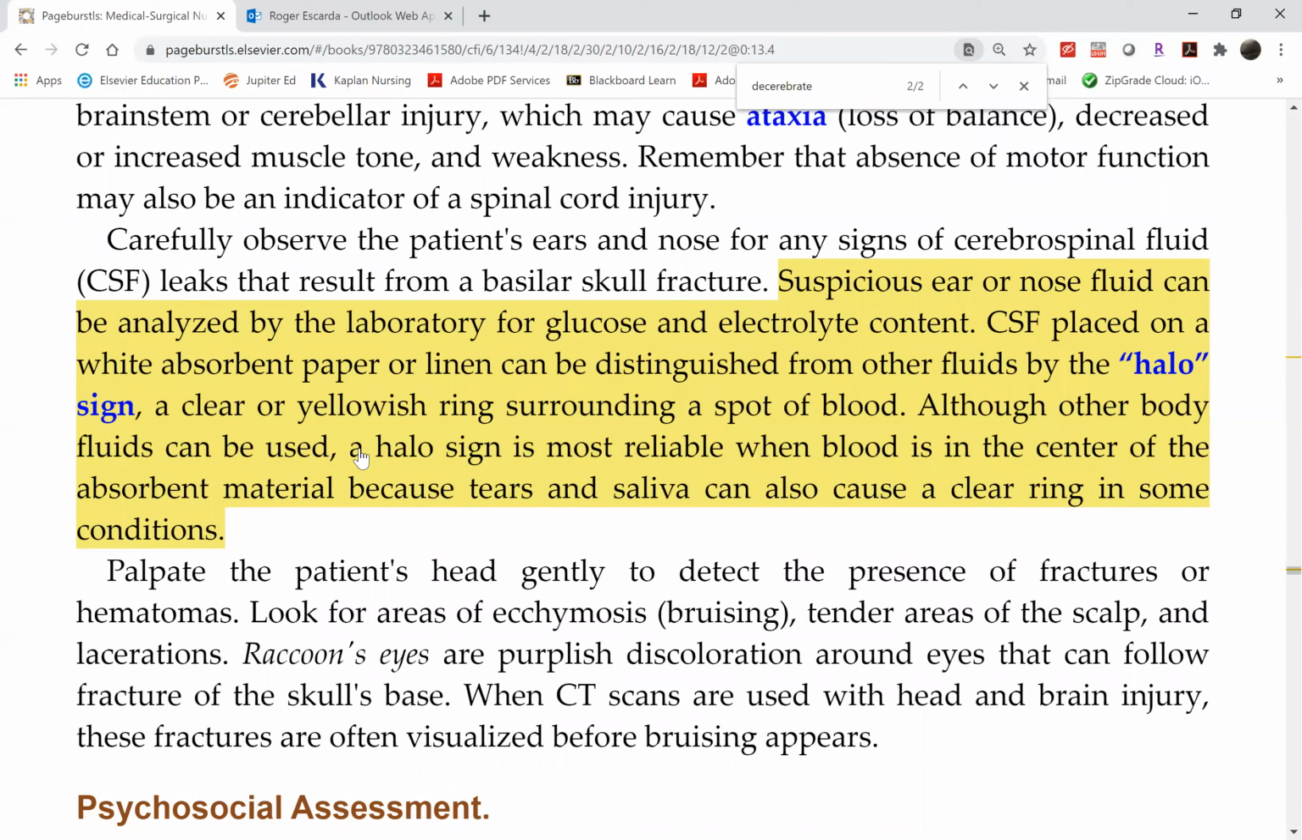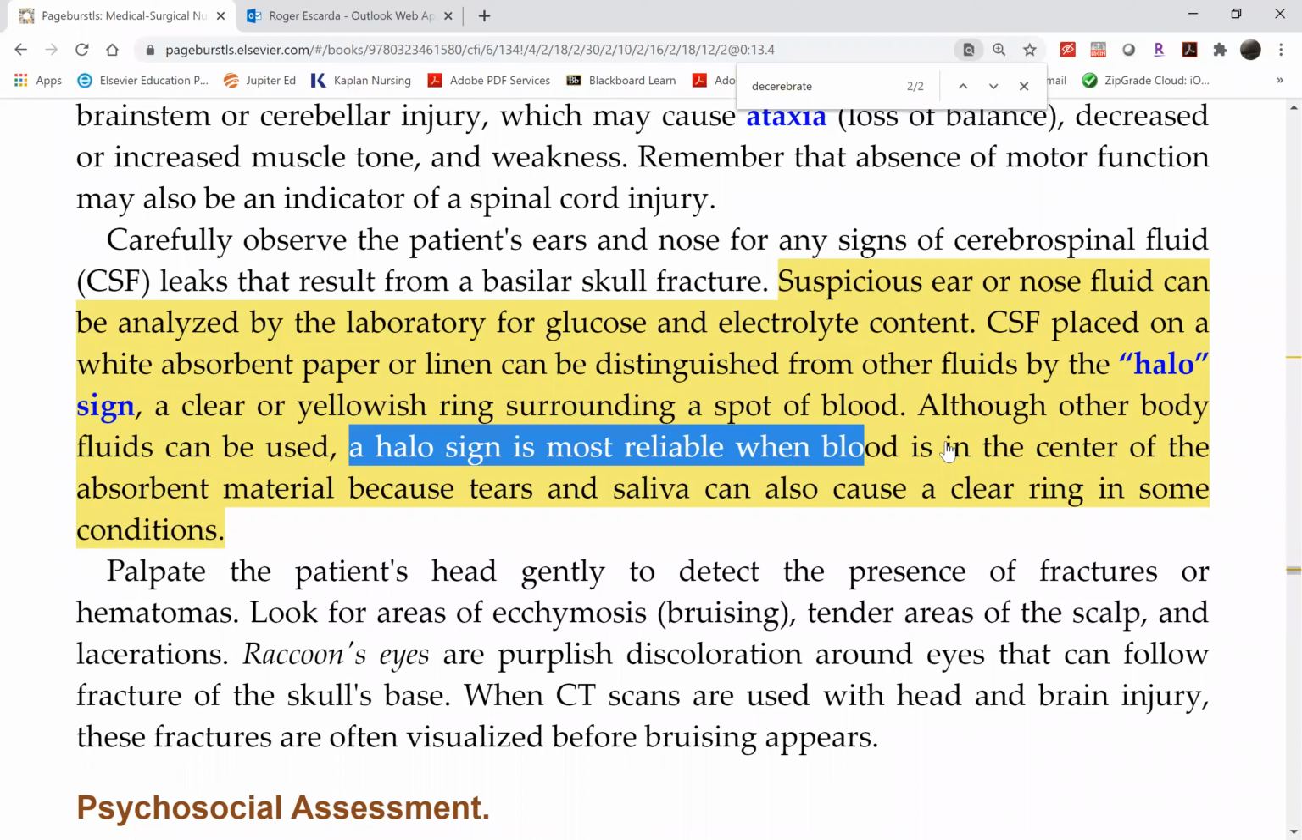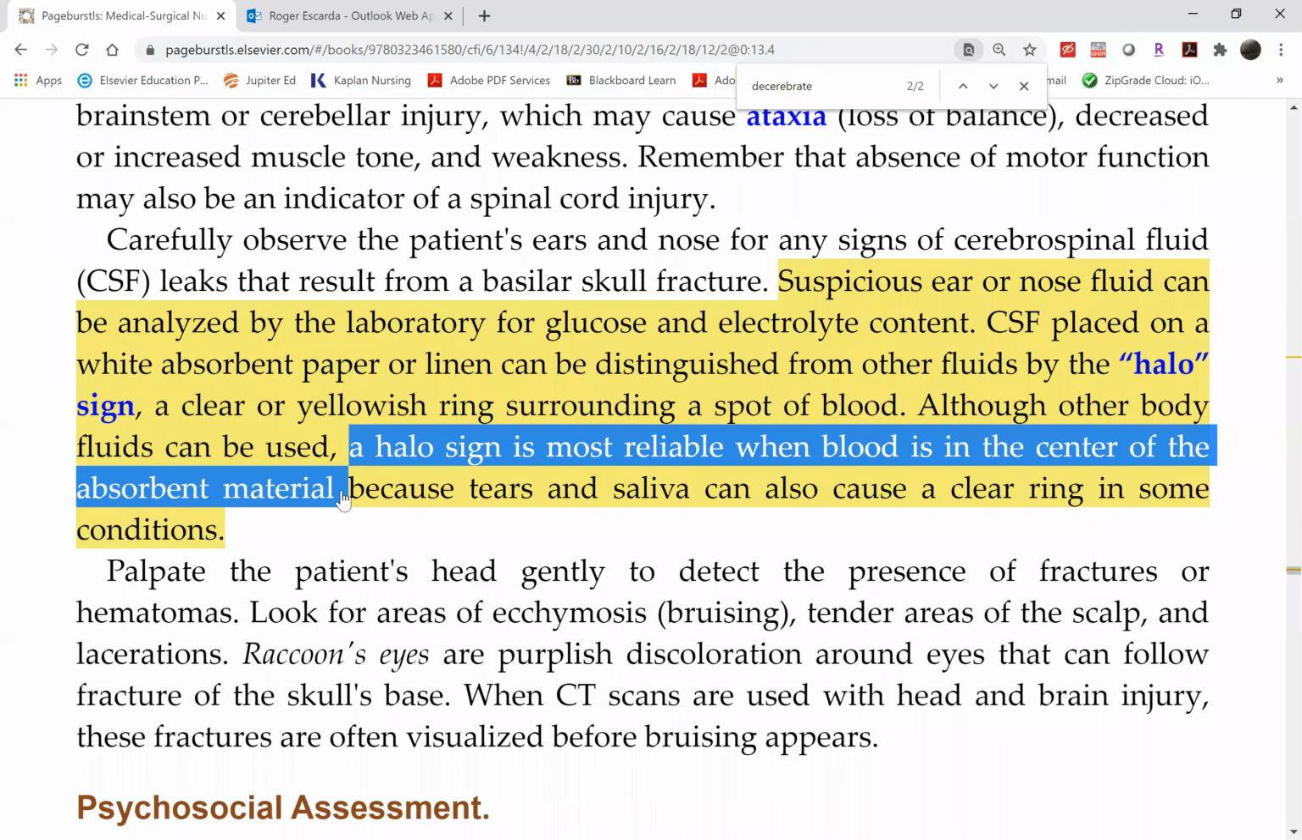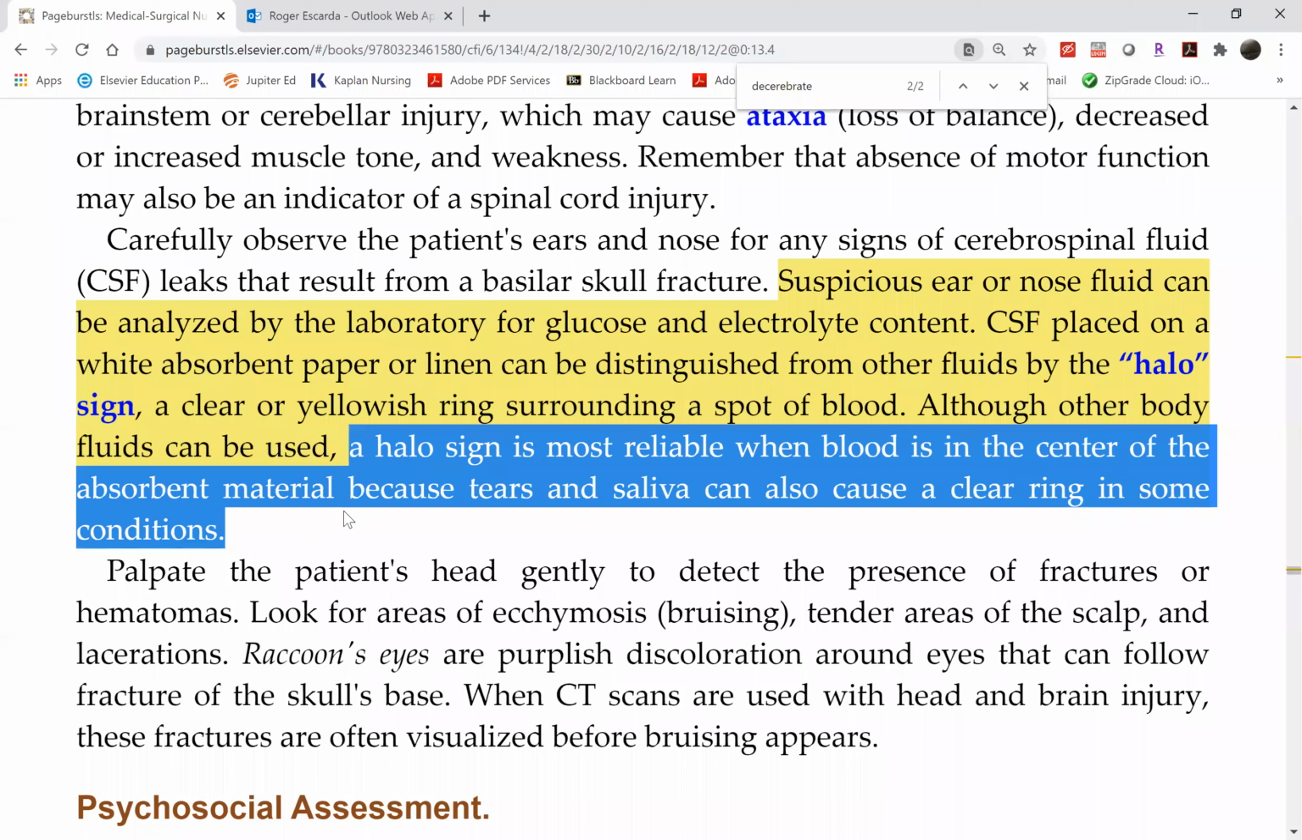Okay, so this is what it's saying here. A halo sign is most reliable when blood is in the center of the absorbent material, because tears and saliva can also cause a clear ring in some conditions. Is that clear?